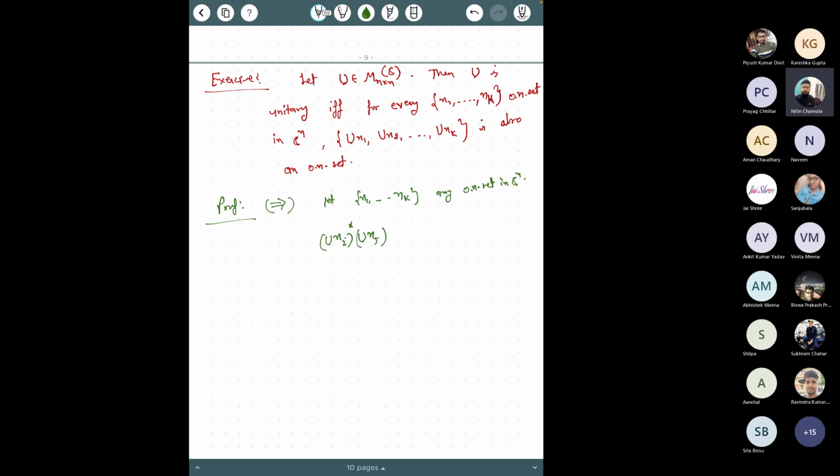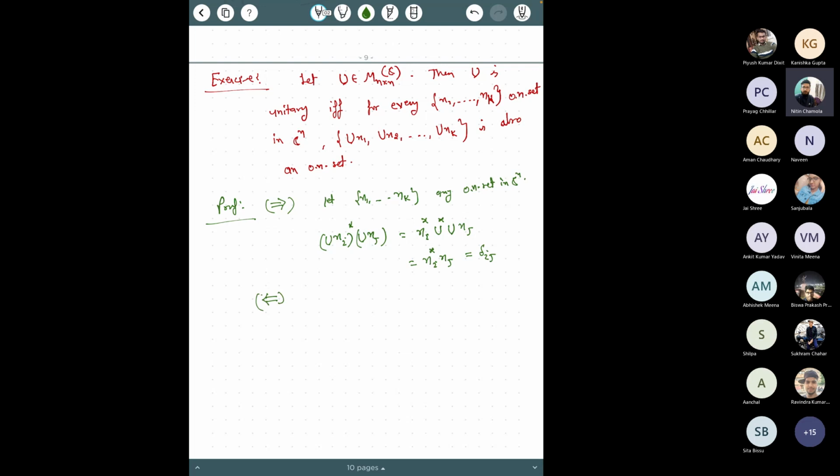If this is equal to delta ij, that means it is equal to 1 when i equals j, and 0 if i is not equal to j, then you are done. So what it is actually is xi star u star u xj, but u is unitary. So this implies u star u is identity. So it is xi star xj. But xi and xj form an orthonormal set, so this is equal to delta ij. That means it is 1 when i equals j and 0 if i is not equal to j. So clearly this set is orthonormal. That means ux1 to uxk is orthonormal.